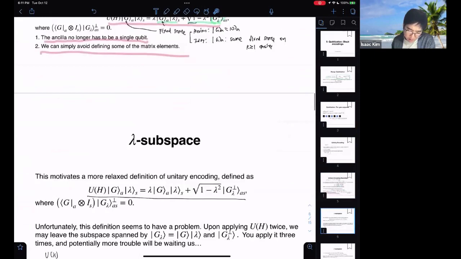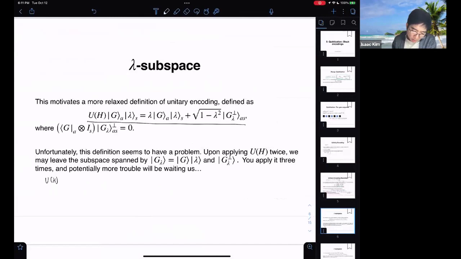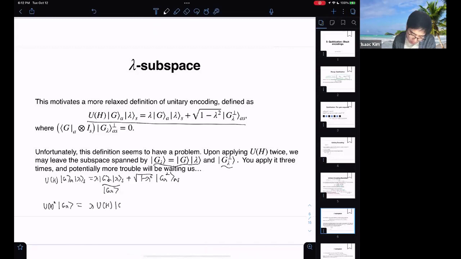If you apply U of H once, then that's okay, because U of H applied to this state is some state that is spanned by G lambda and G lambda perp. But if you apply U of H twice, then trouble starts to emerge. Imagine you apply this to G lambda. The first term is fine because you get lambda times U of H applied to G lambda. This is okay in the sense that the state is still in the span of G lambda and G lambda perpendicular, but you get this extra state.